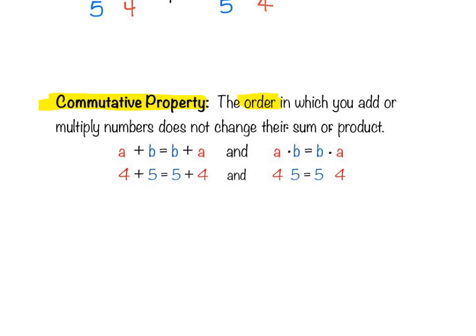So look at my example. A plus B is the same as B plus A. And A times B is the same as B times A. The order of those numbers does not change the sum or the product. But please note, that's not true for subtraction or division. It only works for addition and multiplication. Okay, a numerical example, 4 plus 5 is equal to 5 plus 4.